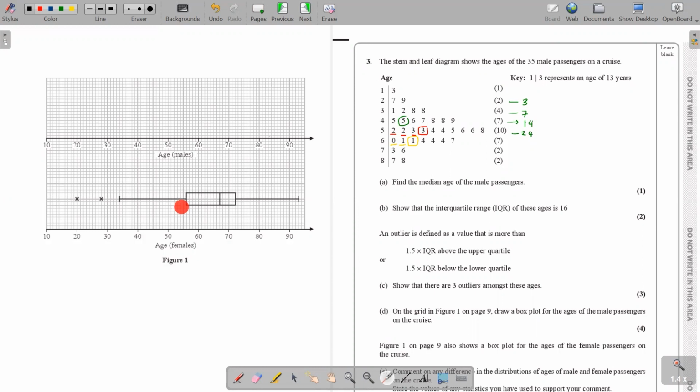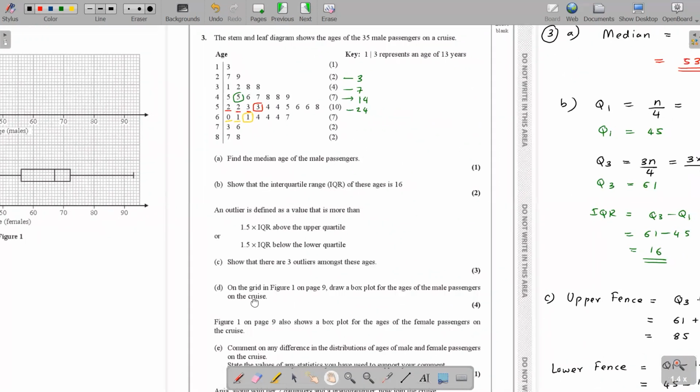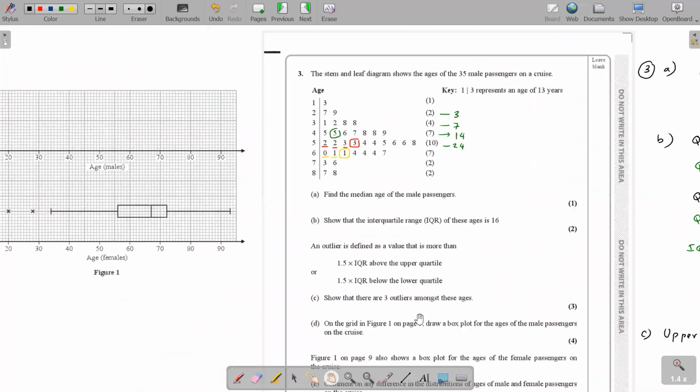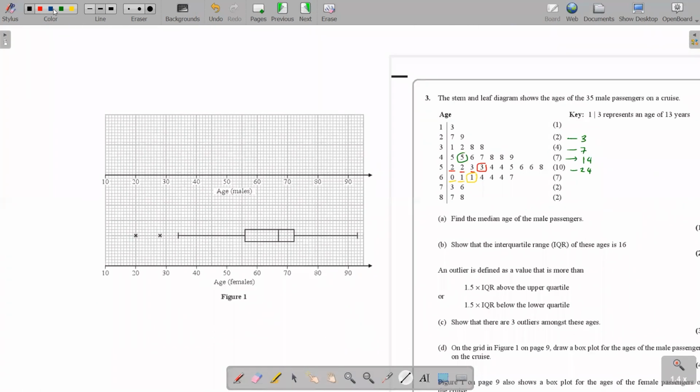Normally, in this box, the two corners are the lower quartile and the upper quartile. What was our Q1? Lower quartile Q1 was 45. Okay, so then draw the line. Let's draw it. The lower quartile is at 45.